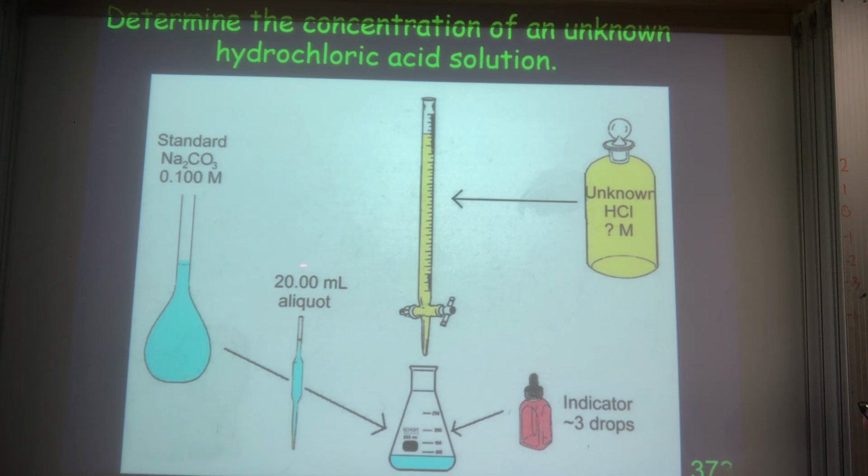And in that question, you'll get this magic word aliquot. The aliquot is what's added to the conical flask. That is how you work out which chemicals have done what. The titre is going to be the volume that comes out of the burette. So if we've got an aliquot of sodium carbonate, that means we know that that's gone in the conical flask and that the other stuff has come out of the burette.